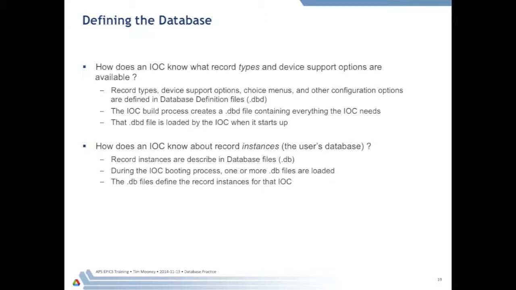There'll be one record type defined in the database definition file, and you can have as many instances of that as you like, including 0. If you don't define any instances of that record in the database file, then it exists in theory, but not in practice.